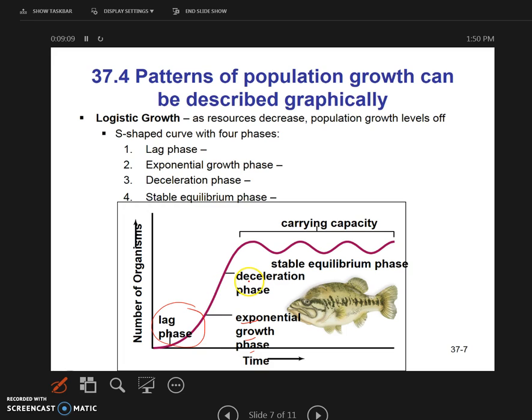But as soon as the resources become limited, the population doesn't start dying off. Instead, it goes into the deceleration phase. Now competition starts. Now the resources are limited. So deceleration has started. Growth is slowing down. Then we come to something called a stable phase. Here, there's little or no growth.